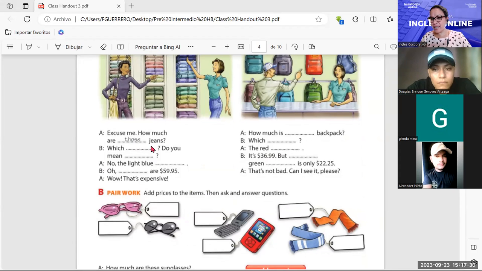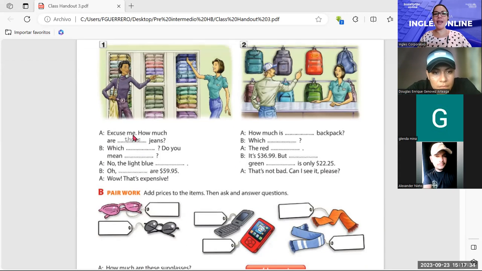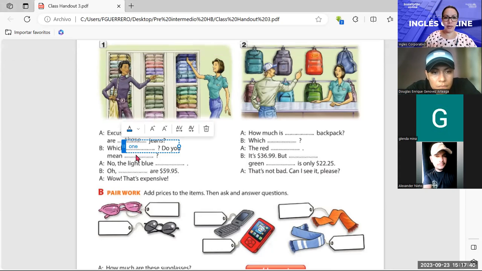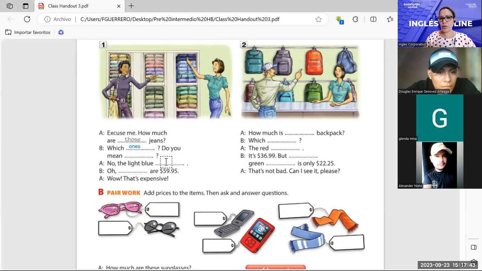Para no repetir jeans, ¿cuál diría la vendedora? Which ones? Excellent. Entonces aquí damos clic en texto y agregamos. Which ones? Okay. Which ones?